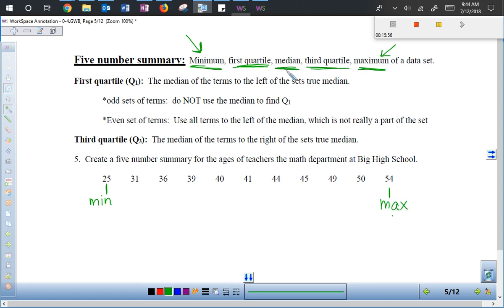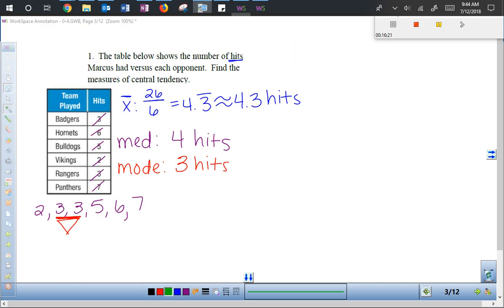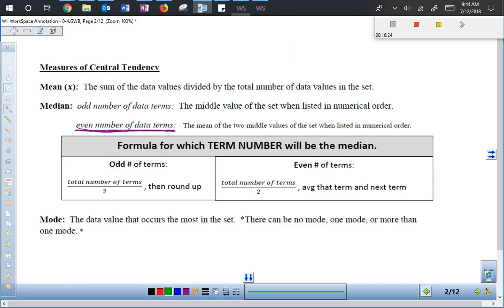The next easiest number to find is the median. Again, it needs to be in numerical order, so it's good that it is, and it is going to be the middle value. Now, we're going to use the method that we learned on the front page. So first we need to determine how many terms we have. So we have 1, 2, 3, 4, 5, 6, 7, 8, 9, 10, 11 terms. Now, according to the first page, 11 is an odd number of data terms.